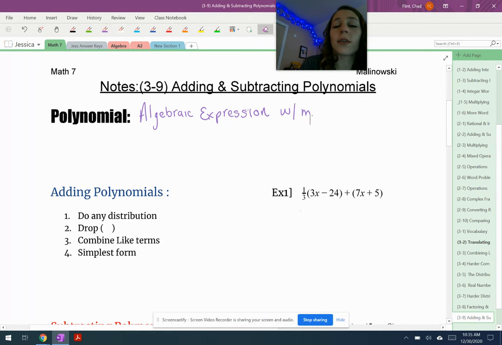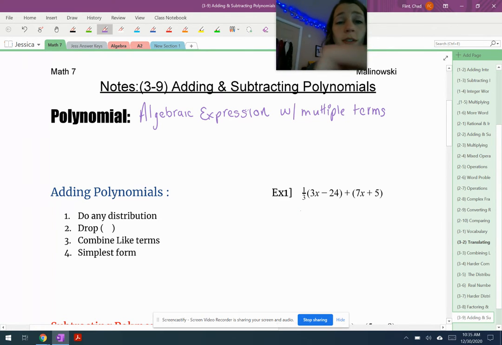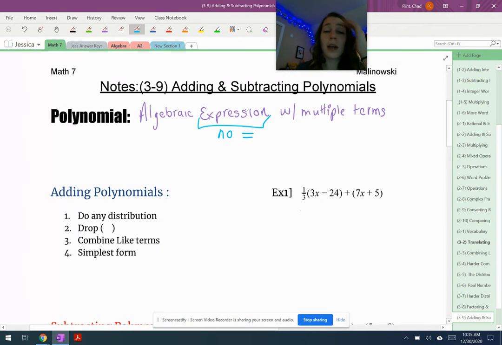An algebraic expression with multiple terms. And the important piece to recognize here is that when we say expression, that means it has no equal sign. An algebraic expression cannot have an equal sign. If it does, then it becomes an equation.